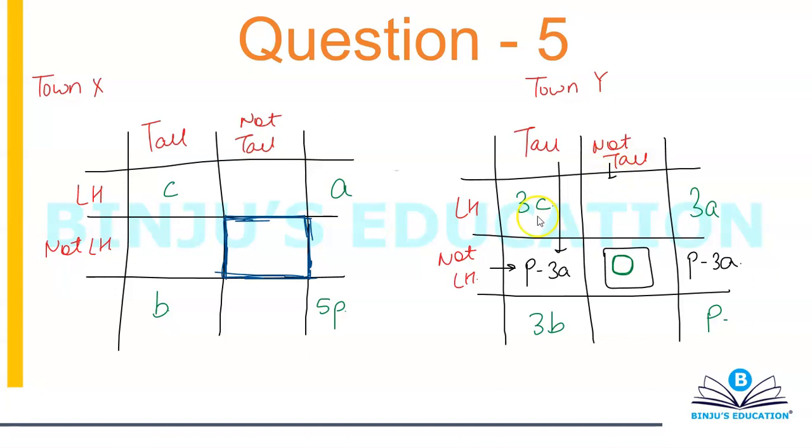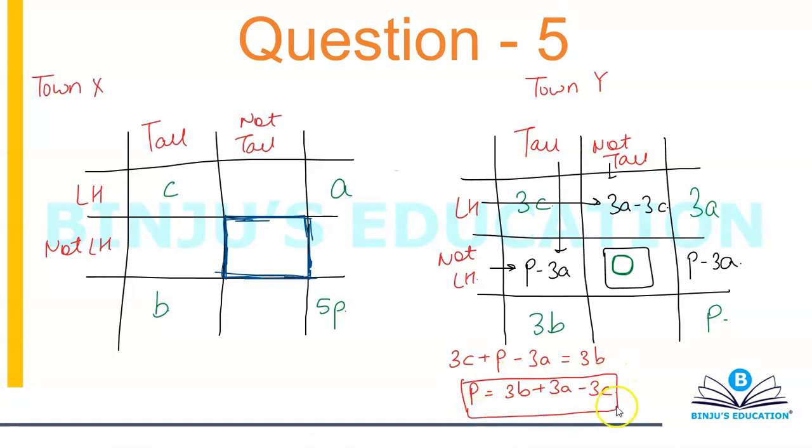And not tall and left-handed will automatically become 3A minus 3C. Now simply equate them, nothing else is there. So I'll be using column 1. You can use row 1 also. If I'm going to use column 1, I can say that 3C plus P minus 3A is equal to 3B, or P is equal to 3B plus 3A minus 3C. So I have the value of P in terms of A, B and C, which is 3B plus 3A minus 3C. Alright.